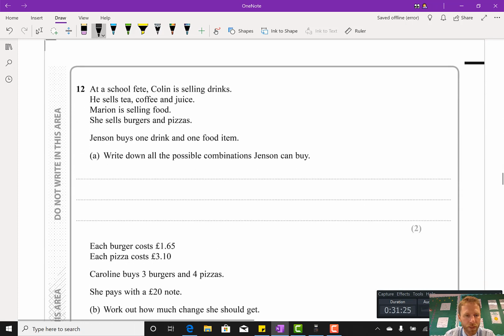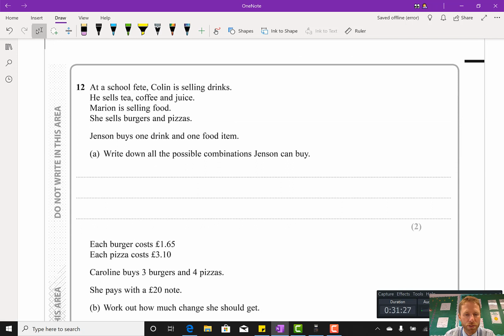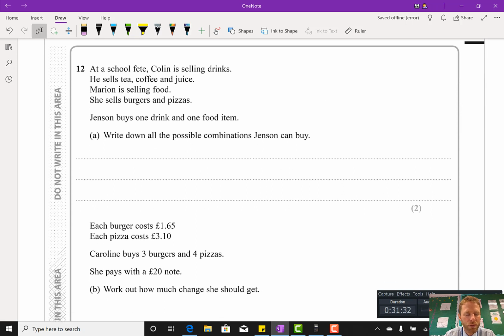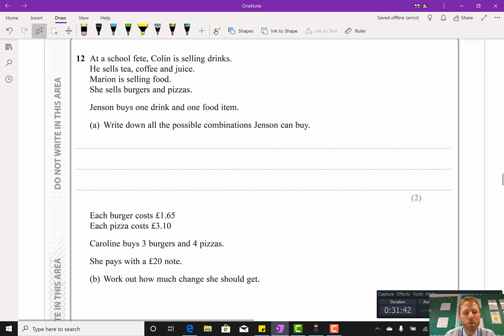12. At a school fete, Colin is selling drinks. He sells tea, coffee and juice. Marion is selling food. She sells burgers and pizzas. Not exactly promoting healthy eating this, is it? Jensen buys 1 drink and 1 food item. Write down all the possible combinations Jensen can buy.